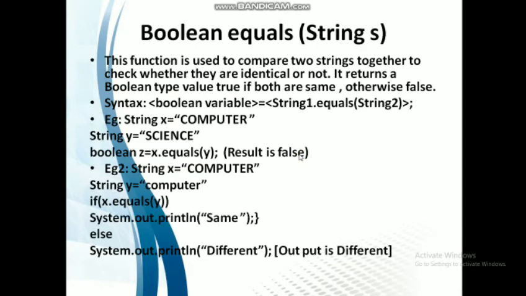Then next, String x = "computer", String y = "computer" again. x.equals(y): if this condition is true, then we print "it is same", else we print "it is different". Here x has computer in capital letter and string y has computer in small letter. So both the strings differ because one is small letter and the other is capital letter. Since both differ, this equals call will return false. That means the output will be "different".